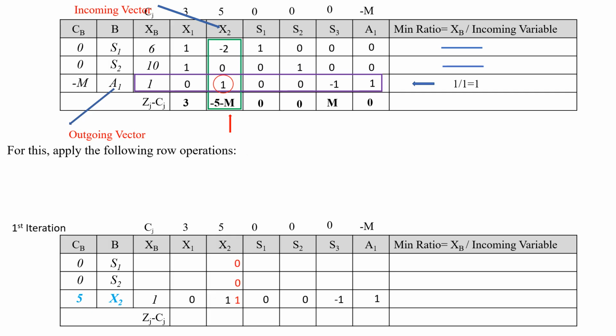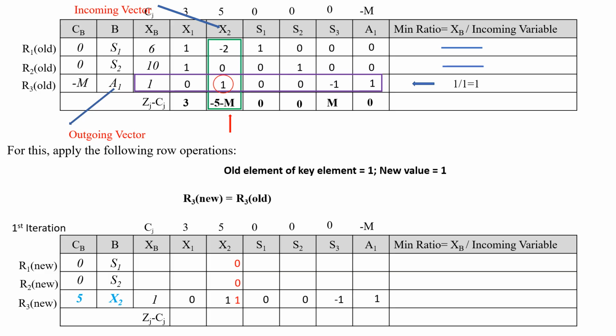For this, apply the following row operations. Before applying the row operations, consider R1 old, R2 old, R3 old as row 1, row 2, row 3 in the old simplex table, and R1 new, R2 new, R3 new as row 1, row 2, row 3 in the new simplex table.